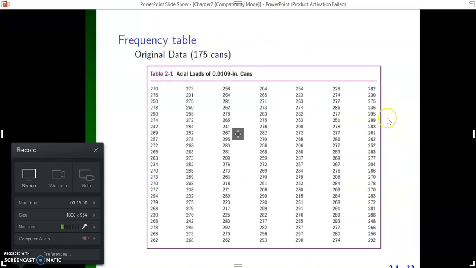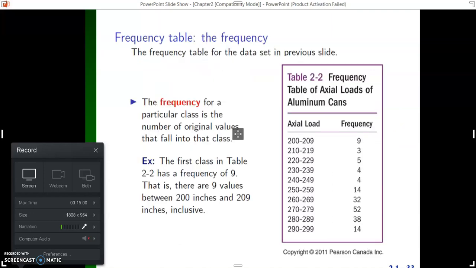So here is an example. You can try it yourself: find out the frequency table, then identify the lower class, upper class, class limit and the class width.